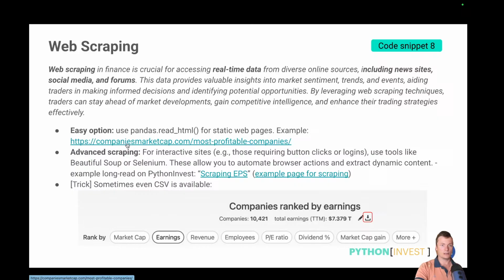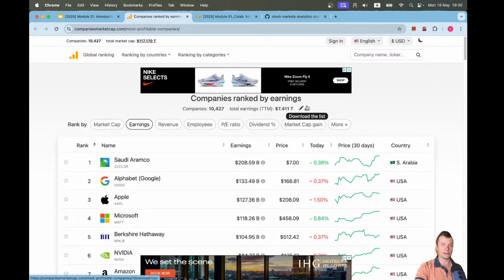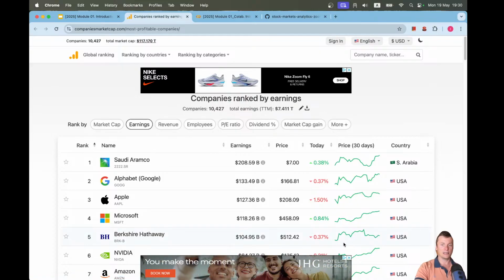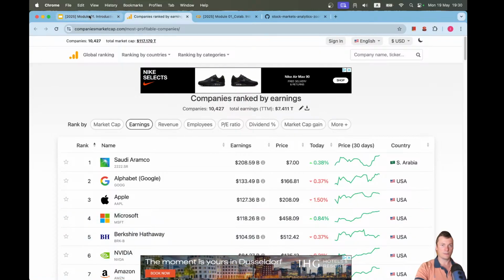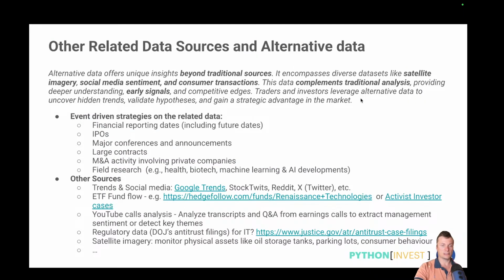If you open this coin company's market cap page, let's open it now. You can see this button, download the list. So in this case, you can quickly get data from this website. But many others are not like this. I won't use this during this course, but please take a look at things like Google Trends or Twitter sentiments. They can be quite powerful as well.